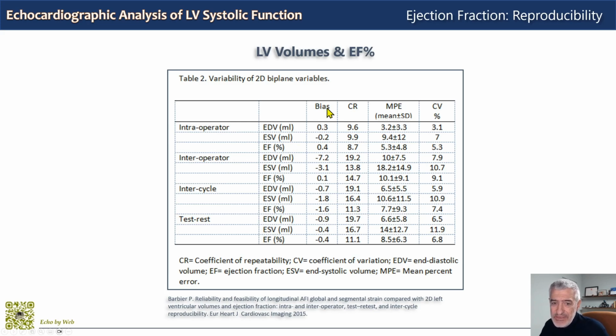Bias here is the mean of the differences between two sets of measurements. The CR, the repeatability coefficient, is the standard deviation of the bias multiplied by 1.96. The mean percent error is the mean absolute difference between measurements divided by the mean of the measurements and then multiplied by 100. And the coefficient of variation is the standard deviation of the mean variances divided by the mean of the two sets of measurements.